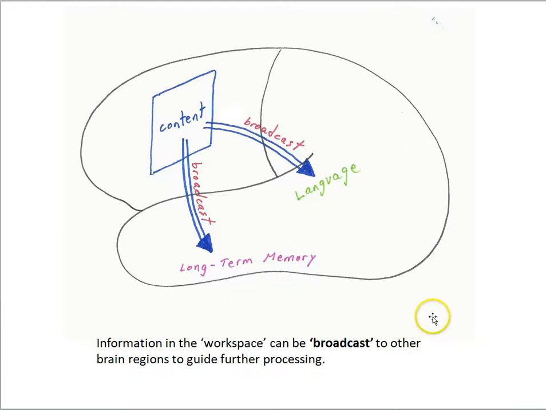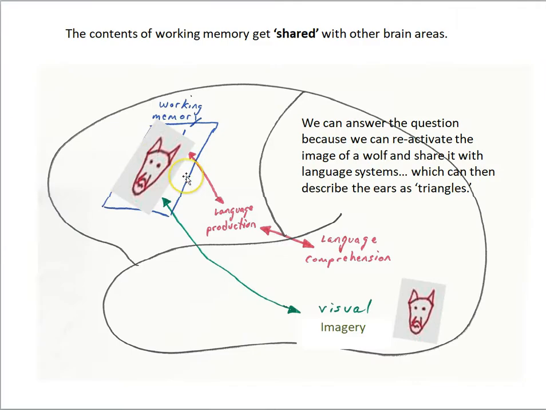In the previous lesson on working memory, we learned that the contents of working memory can be shared with other brain regions. And this comes in handy, for example, in imagery. If we were to ask the question, what shape are the ears of a wolf? Well, we might not have learned that fact when we were learning about wolves, but if we can reactivate an image of a wolf, and then that reactivated image has access to the language areas, we can use our language systems then to describe the ears of the wolf as triangular.